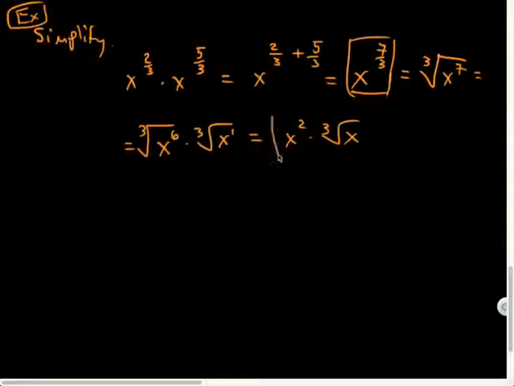All right, so if I wanted to write this as a radical, this is the other way. So this is as a rational exponent. And this is as a radical.